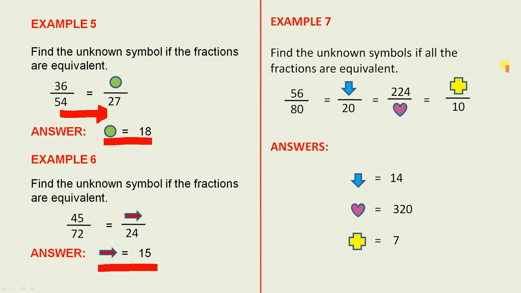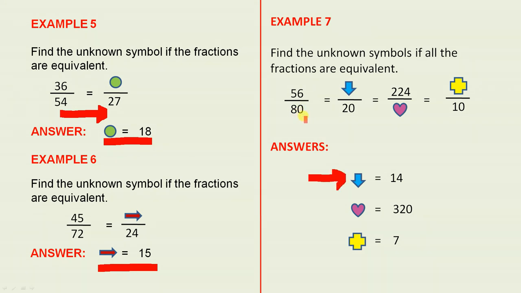Example 7. Find the unknown symbols if all the fractions are equivalent. So let's go one at a time. From the 80 to the 20, 80 divided by 4 gives you 20. 56 divided by 4 gives you 14. So the arrow is 14.